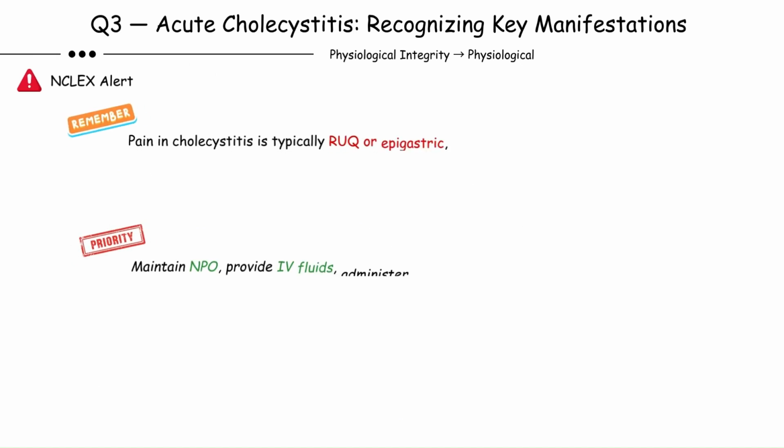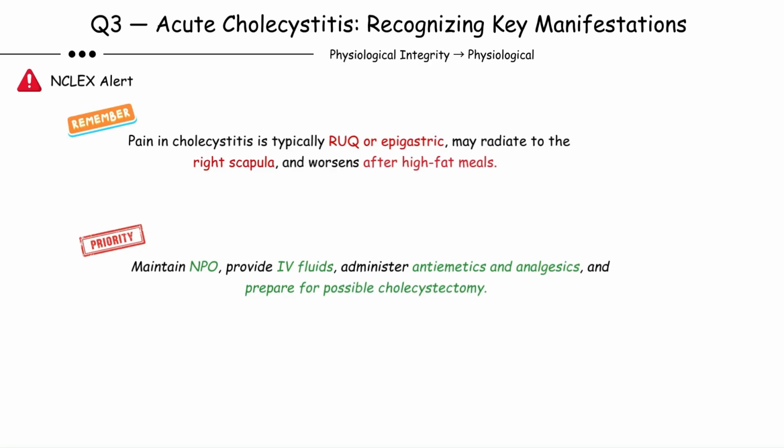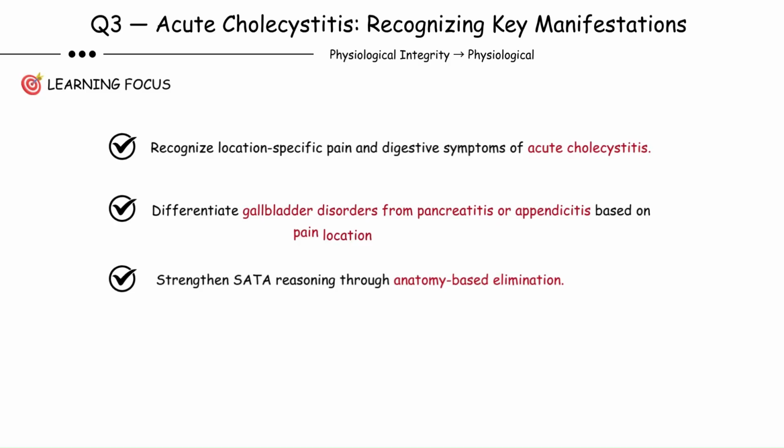NCLEX alert. Right upper quadrant or epigastric pain, worse after fatty meals, with a positive Murphy's sign: think cholecystitis. Priority steps. Keep the client NPO. Start IV fluids. Give antiemetics and analgesics, and prepare for possible cholecystectomy. Let's look at the key takeaway. Use pain location and meal relationship to separate cholecystitis from pancreatitis and appendicitis. You recognized the classic gallbladder pattern. Let's move to the next question.